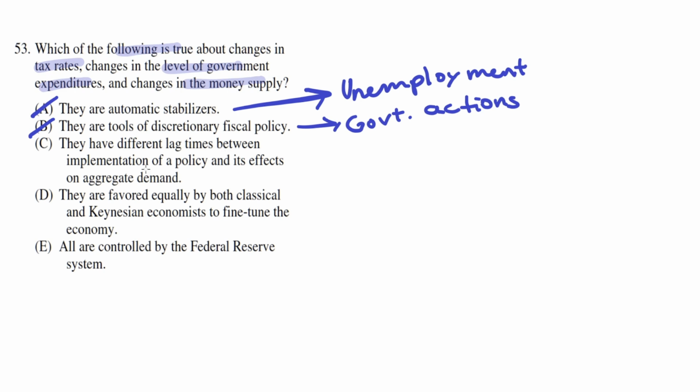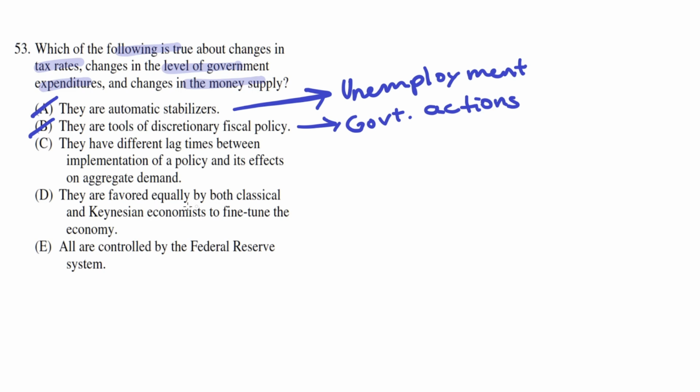C. They have different lag times between implementation of a policy and its effect on aggregate demand. This seems to be the correct answer because these are all examples of discretionary policies, meaning that if a change in the tax rate or government expenditures or monetary policy occurs, there has to be some decision. And these decisions have different lag times, meaning that it takes time for these decisions to take effect. So C seems to be the correct answer.